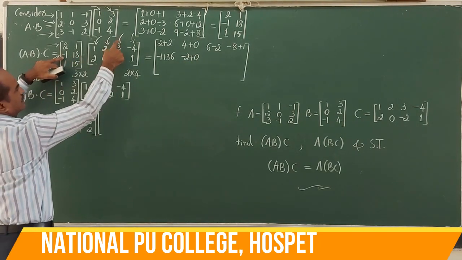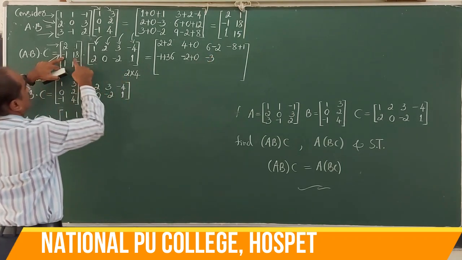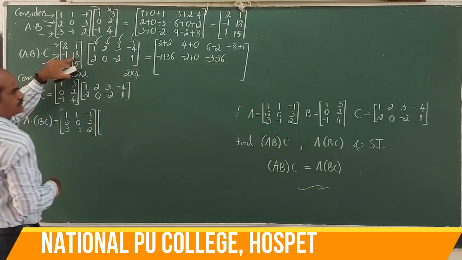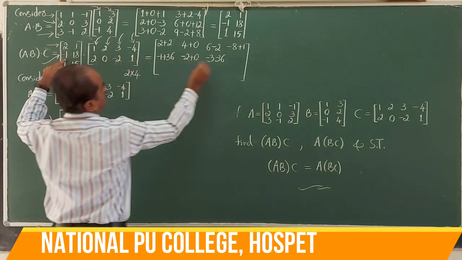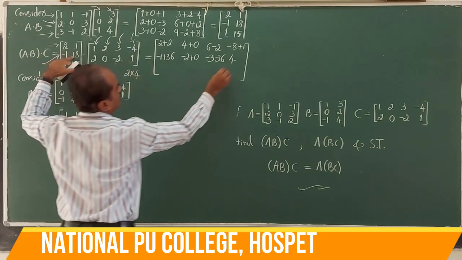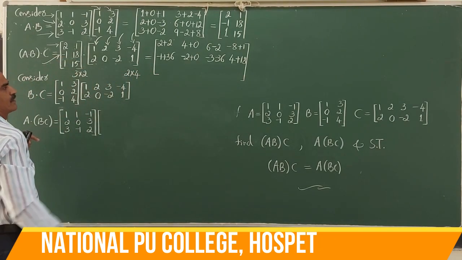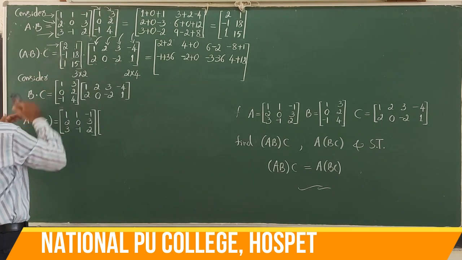Second row, third column now. Minus 1 into 3, plus 18 into minus 2. Second row, fourth column. Minus 1 into minus 4, plus 18 into 1, 18. All the columns completed. Now take third row elements here.